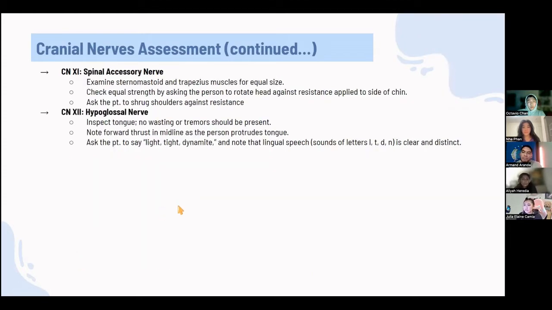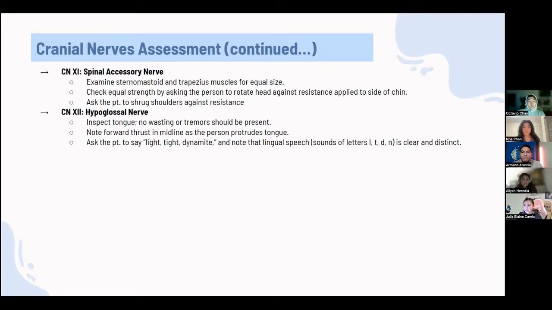So for cranial nerve 11, the spinal accessory nerve, you would examine the sternomastoid and trapezius muscles and check for equal size. Check for equal strength by asking the person to rotate their head against resistance. So you would apply resistance to their chin and then have them try to move it against your force. And then you could also ask the patient to shrug their shoulders against resistance. So you'd have your hands on top of the patient's shoulders and have them shrug.